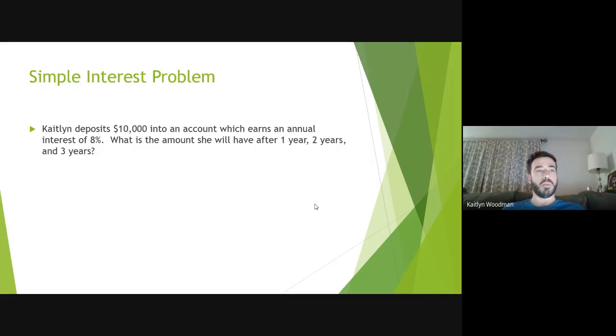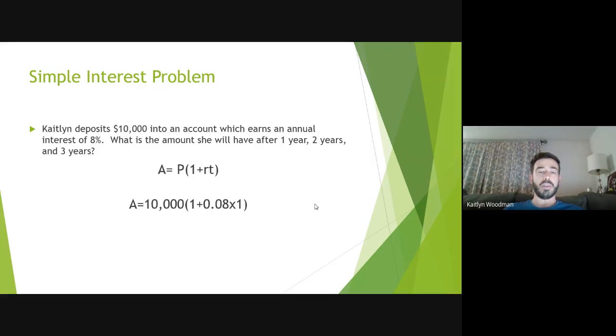So going back to our word problem, Caitlin deposits $10,000 into an account which earns an annual interest rate of 8%. What is the amount she will have after 1 year, 2 years, and 3 years? So with our formula, we can start plugging numbers in.